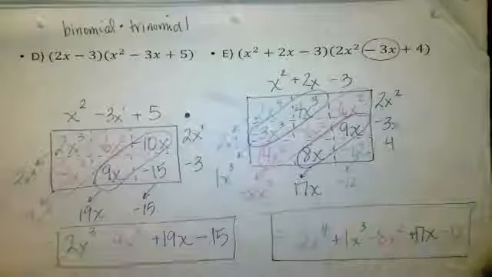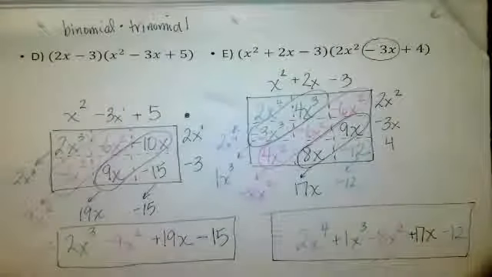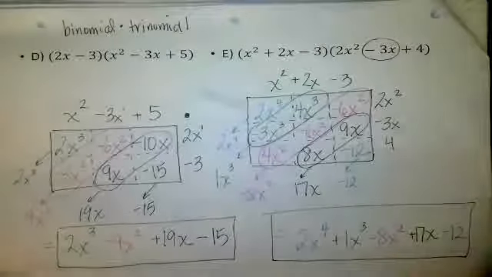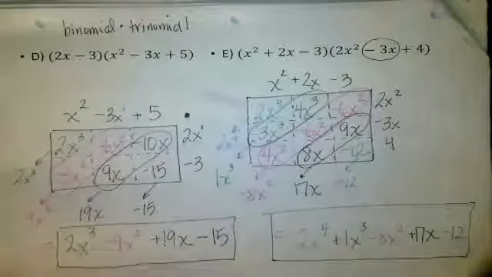The box method works all the time. You can do it with the binomial times binomial as well. I love how it just keeps things nice and organized. But distribution is the same thing.